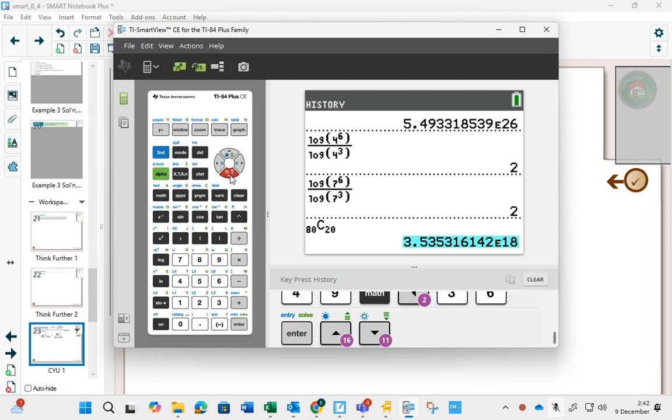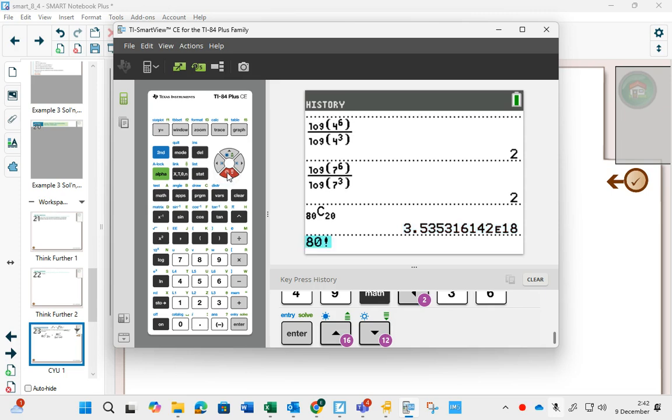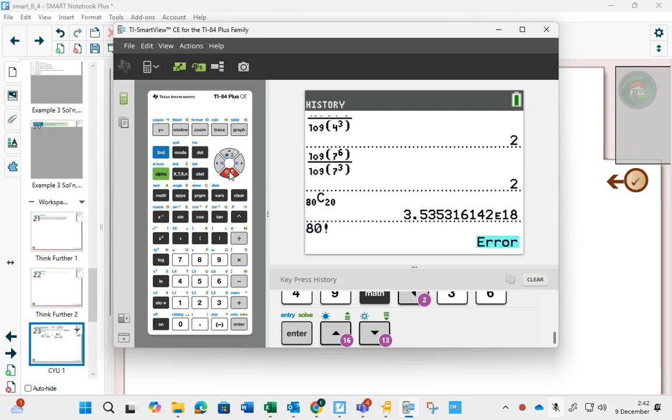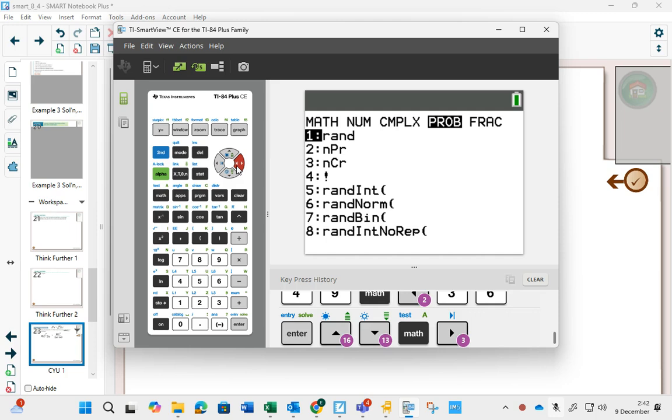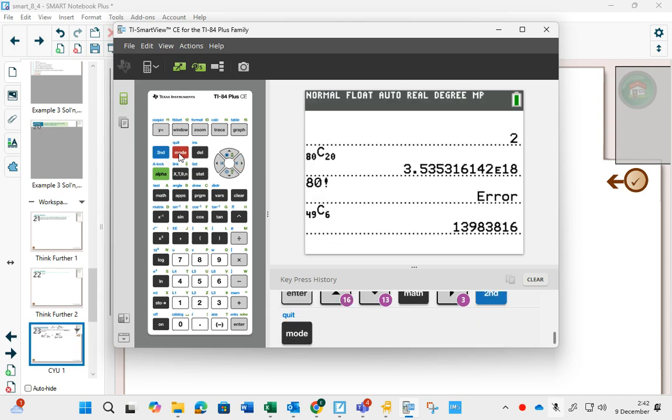That's like a huge number. And what's really interesting is if you try to do it bit by bit, if you try 80 factorial on its own, it's actually too big for your calculator. It's too many numbers for it to calculate. So the only way to get this answer would be to use the combinations, which you can find by going to math and then over to probability, and it's the third one listed. Or if you have a different calculator, you're going to need to find out where it is.